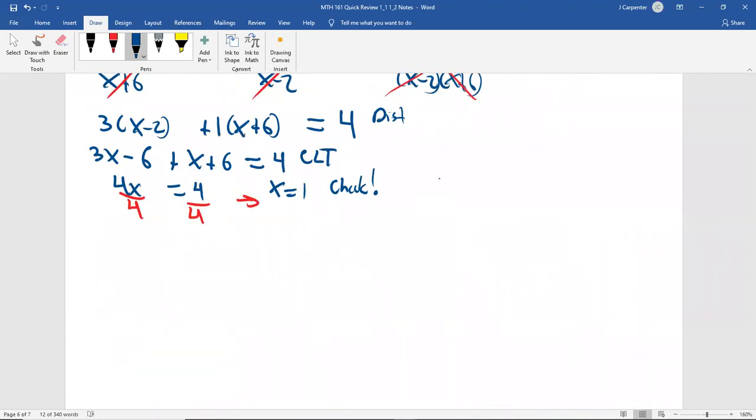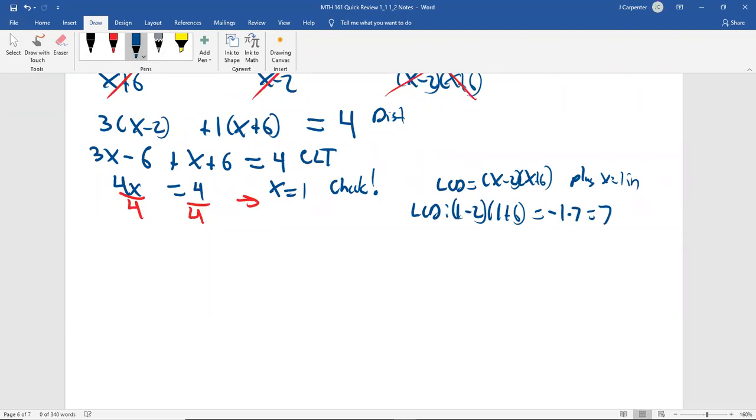As a reminder, what was our LCD? It was x minus 2 times x plus 6. So we're going to put x equals 1 into that. So we plug x equals 1 in. So our LCD would become (1 minus 2) times (1 plus 6), which is -1 times 7, which is -7. And -7 is not 0, so that means it does work. If this number had been 0, it would have failed. It can be any number in the world except 0. Because it's not 0, then it works. So x equals 1 is the solution.